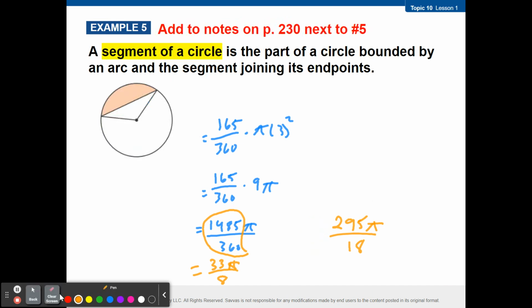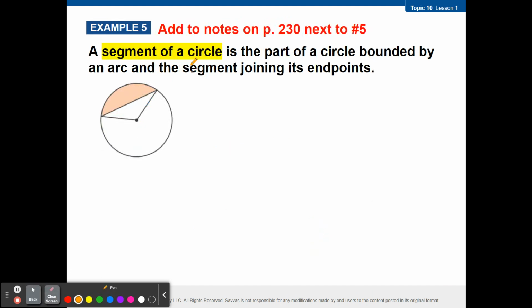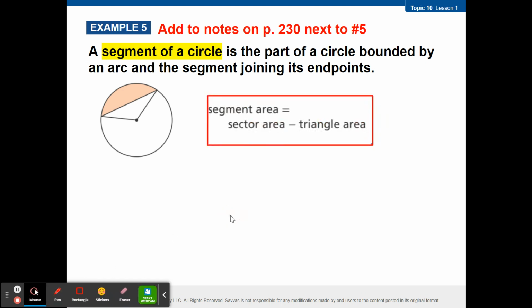Okay, so now let's talk about the segment. A segment of a circle is part of a circle bounded by an arc and the segment joining its endpoints. Okay? So in this case, and this is what you're going to want to write down, the segment area is going to be the sector area minus the triangle area.